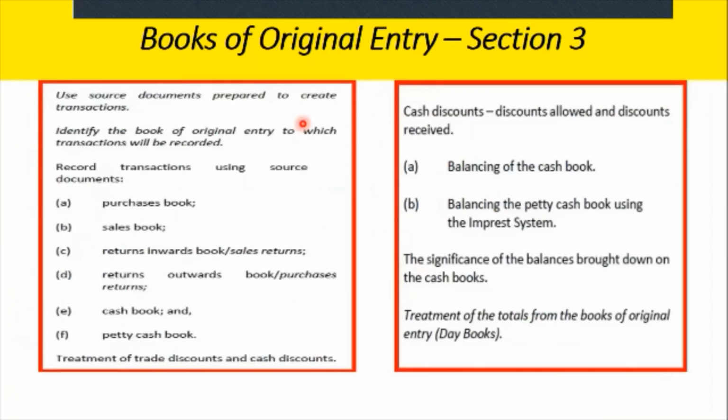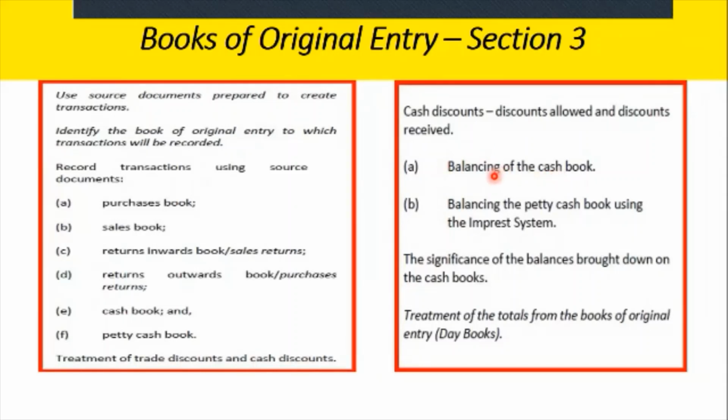And this is another part of the same section. The use of source documents to create transactions, right? Record the transactions using source documents in these books here. Treatment of trade discounts and cash discounts, right? Trade discounts are not recorded. Cash discounts are recorded in the cash book. And you should know how to calculate them, just calculating the percentage of a figure, right?